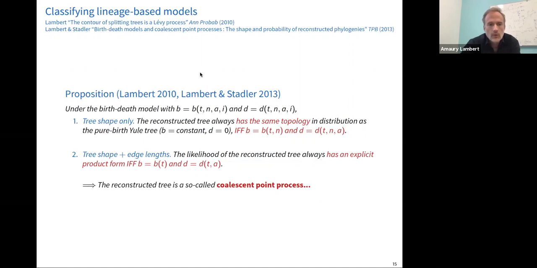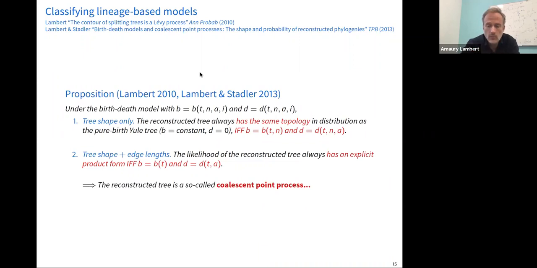Okay? So the main result that we got in this framework is the following. Assume that you have these birth and death rates that may depend on T, N, A, and I. Recall that T is time, N number of co-occurring species, and A is an inheritable trait. If you're only interested in the tree shape, so the tree seen as a combinatorial object, then the reconstructed tree always has the same topology, the same shape in distribution as the pure birth Yule tree, as soon as you assume that B at most depends on T and N, and D depends on T, N, and A.